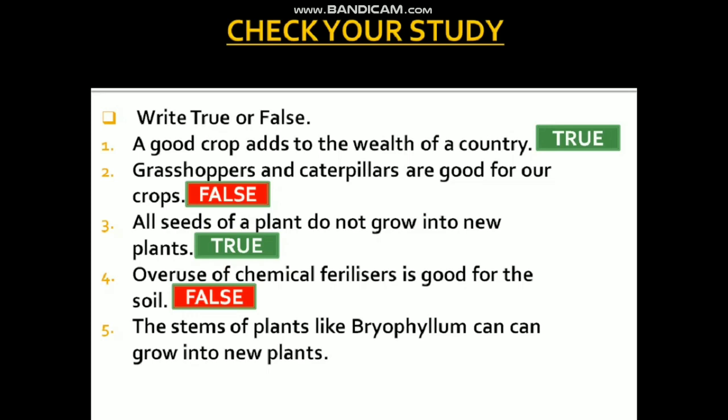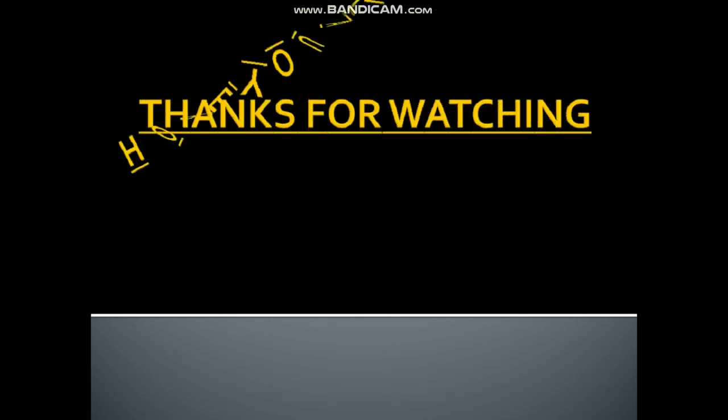The last is, the stems of plants like bryophyllum can grow into new plants? No, they are grown from the leaves. Bryophyllum are grown from the leaves. So we have completed chapter 1 and the book exercise also.